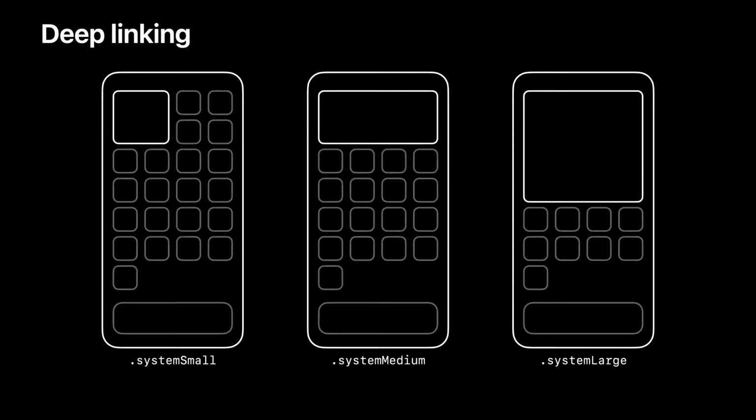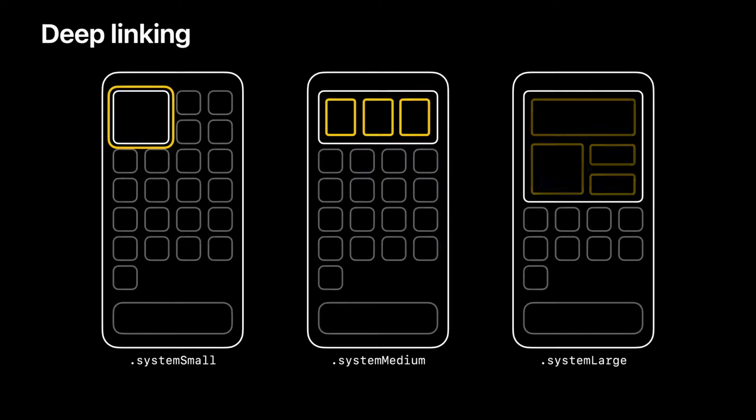Widgets do not have animation or custom interactions, but we can deep link from our widget into our app. System Small widgets are one large tap area, while System Medium and System Large can use the new SwiftUI Link API to create tappable zones within the widget.